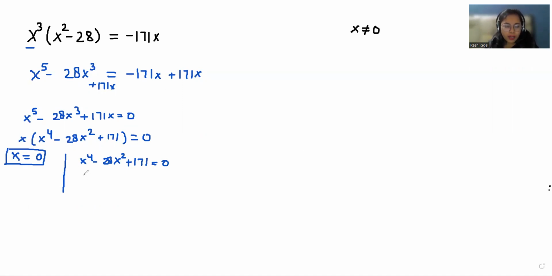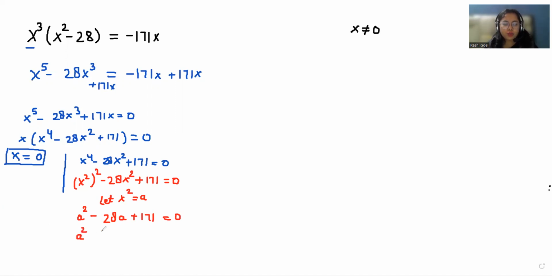So now I can write x power 4 as x square whole square, minus 28x square plus 171 equals 0. Now we are going to make a substitution. Let x square be equal to a. So the equation looks like a square minus 28a plus 171 equals 0. Now it looks like a quadratic equation, so we can do the middle term split.